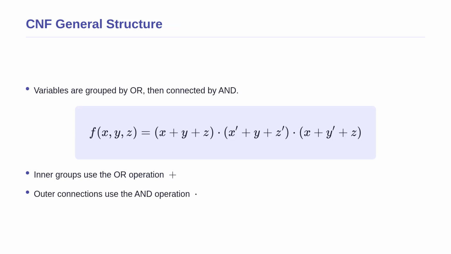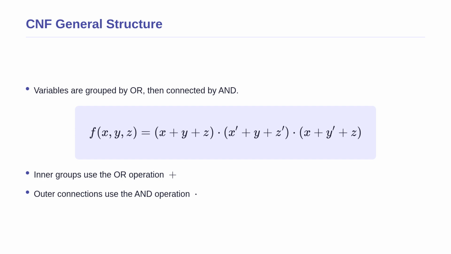Let us look at the mathematical structure of conjunctive normal form. Conceptually, this formula represents a checklist of absolute requirements. In this equation, the inner groups are formed using the OR operation, represented by the plus symbol. These groups are then multiplied together using the AND operation, represented by the dot symbol. This perfectly illustrates the product of sum structure, where addition happens inside the parentheses and multiplication happens outside.